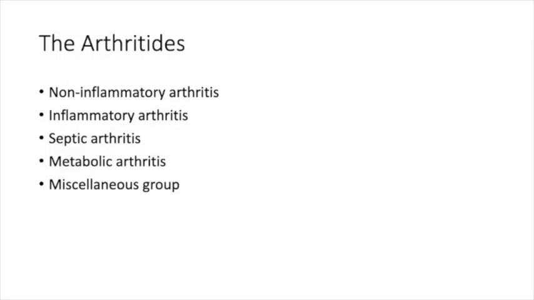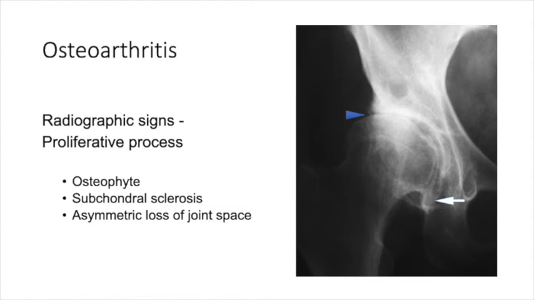Now this is the classification of arthritis. We have non-inflammatory arthritis, inflammatory arthritis, septic arthritis, metabolic arthritis, and a miscellaneous group. There are a lot of types of arthritis. In general, it is very, very difficult to diagnose the specific arthritis.